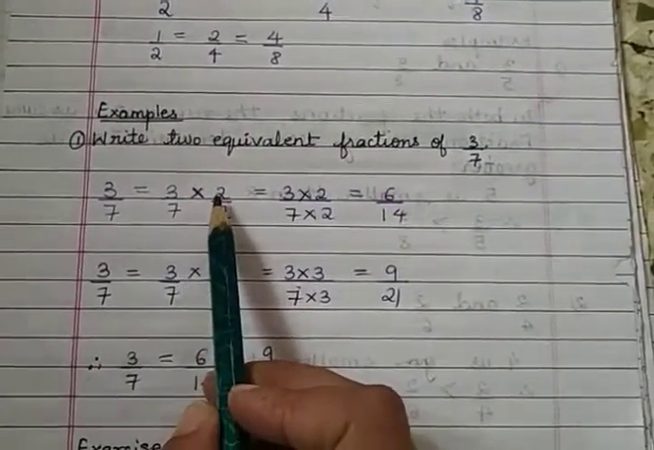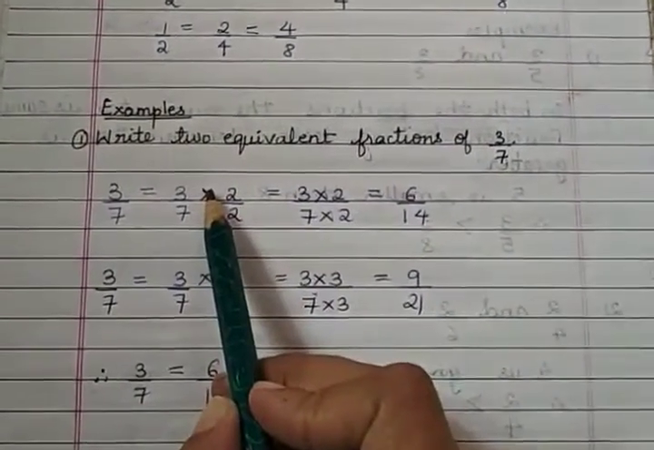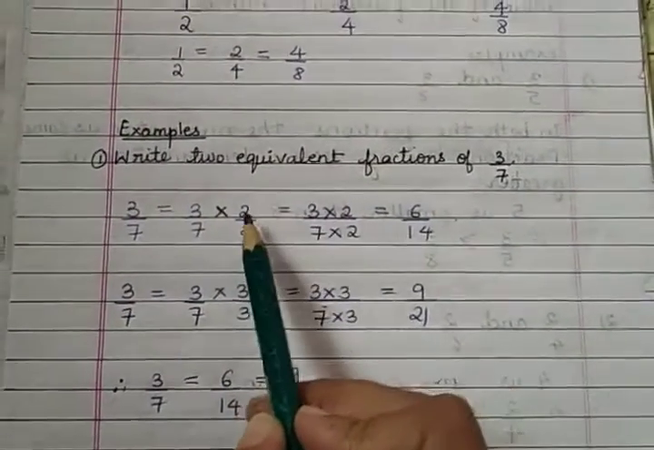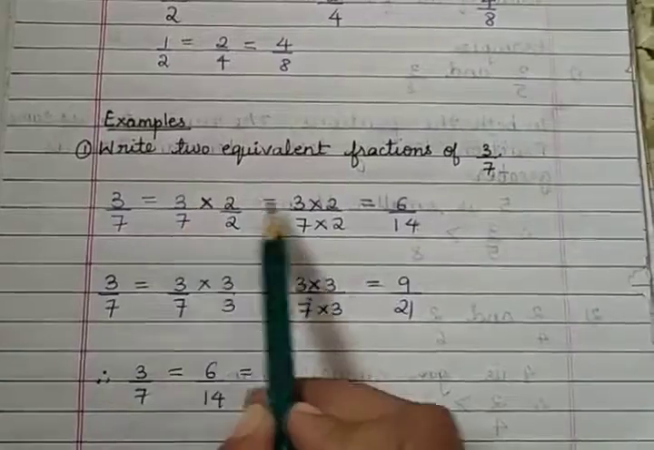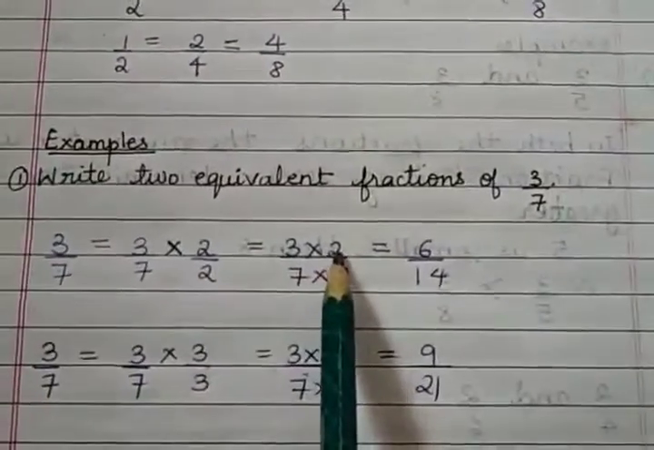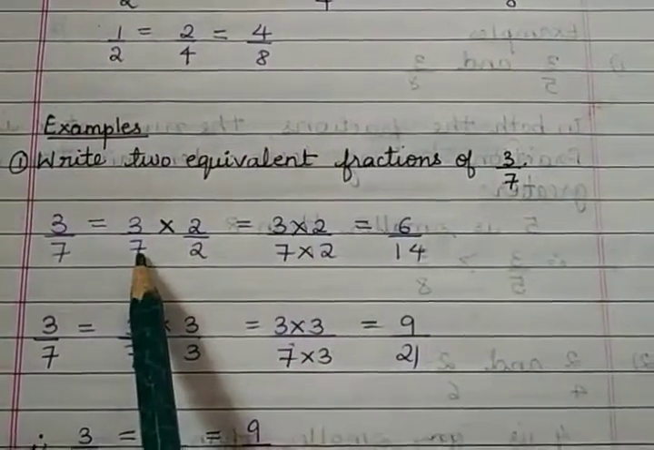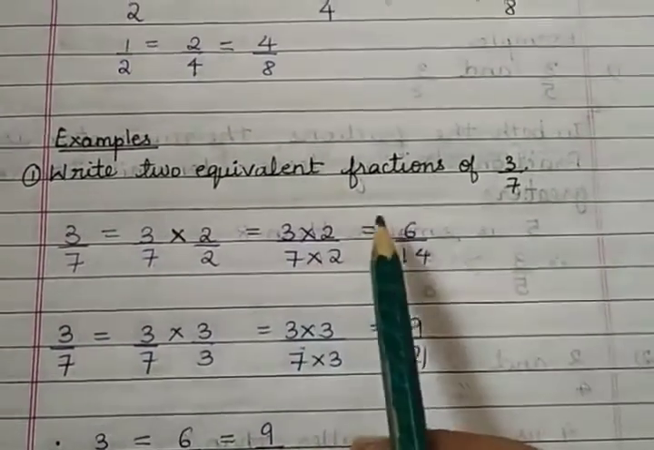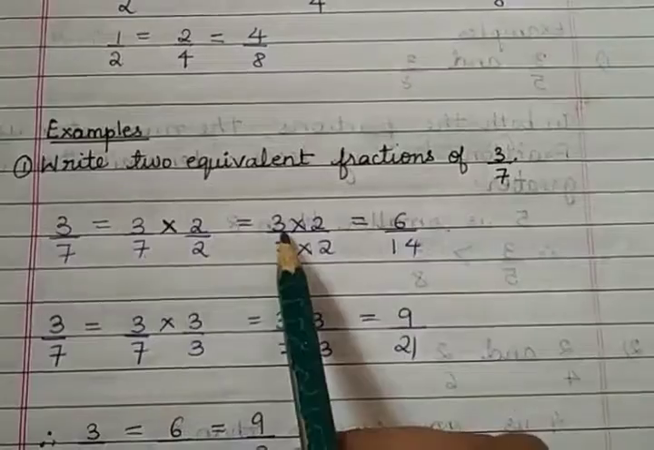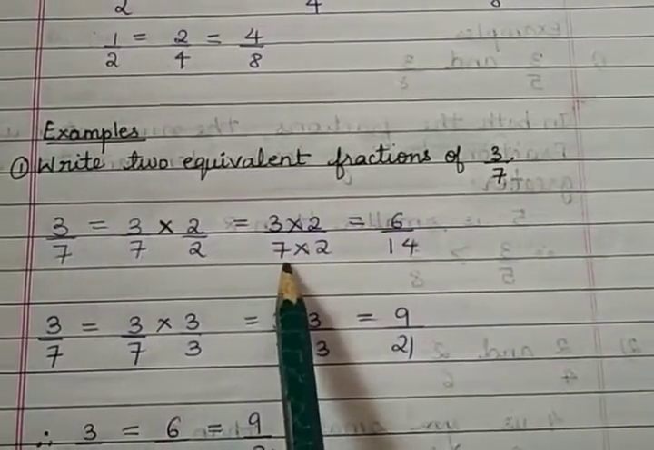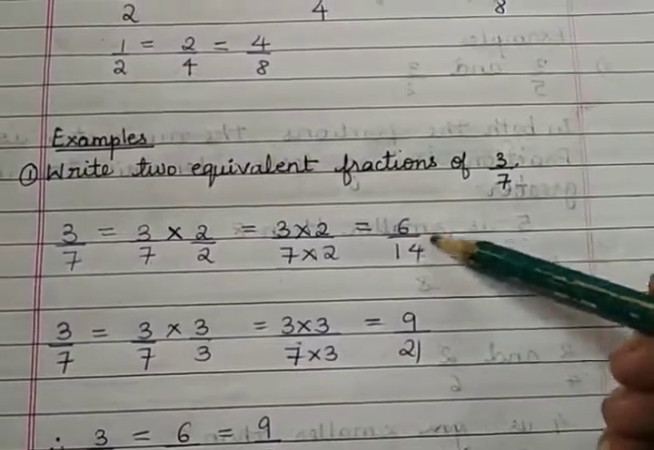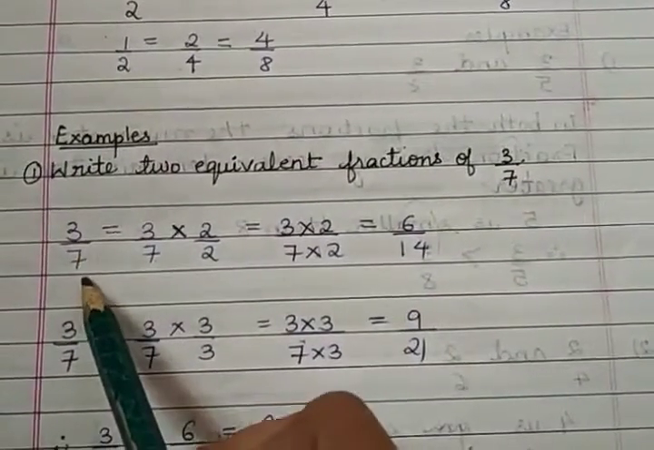So here what we are doing is we are multiplying the numerator and the denominator by 2. So when we do that, we get in the numerator 3 multiplied by 2 upon, in the denominator, 7 multiplied by 2. So this is equal to 3 multiplied by 2 is 6 and 7 multiplied by 2 is 14. So this is one equivalent fraction of 3 upon 7.